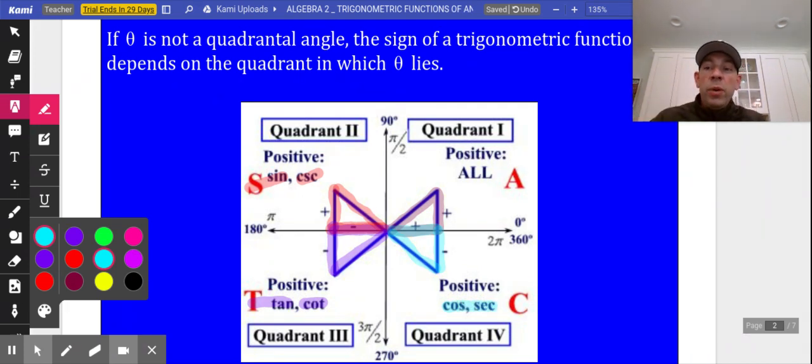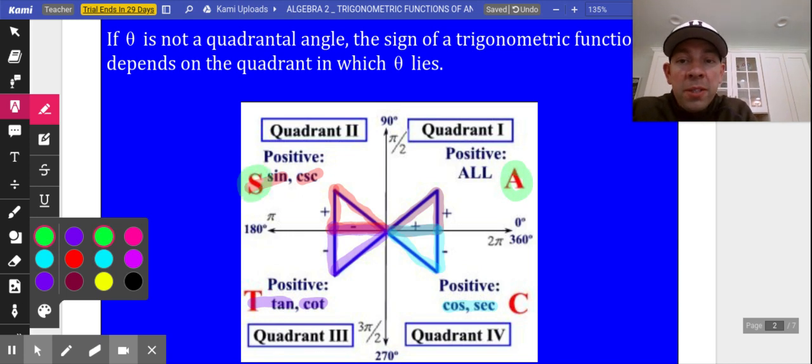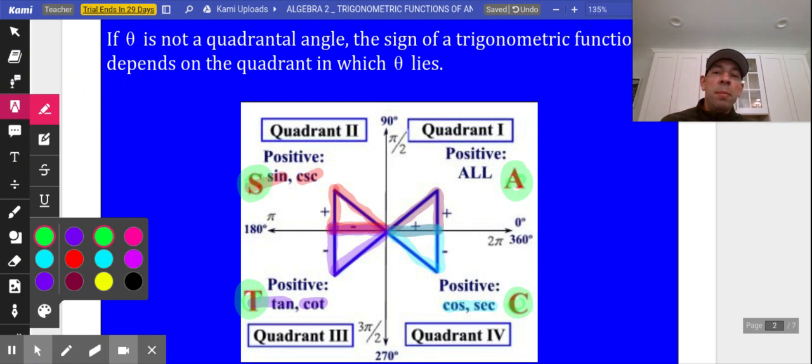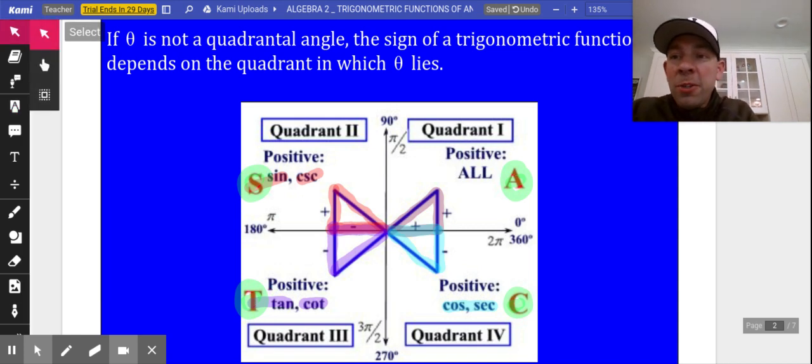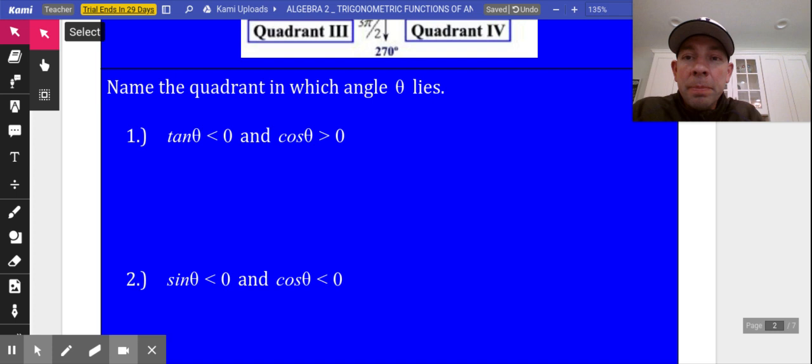So again, we like to use this goofy saying that says all students tip cows. How's that sound? Sound a little redneck? Yeah, maybe. Maybe you could say all students take calculus, whatever you can come up with. I'm sure you guys can come up with some really good ones on your own. And that moniker is going to help you remember who's positive, and then by default, everybody else is negative. So let's look at a couple of examples here.